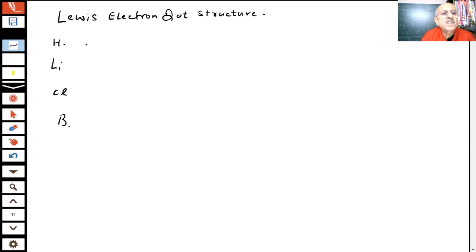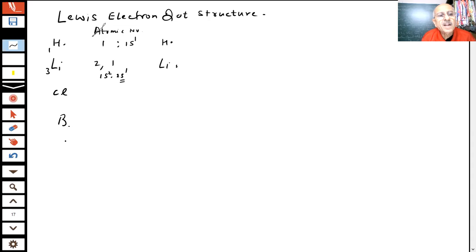The atomic number of hydrogen is 1. It has only one electron. So we show it like this. If I take lithium, the atomic number of lithium is 3. So in the outer shell, it has one electron. Hydrogen, lithium has one electron in the outermost shell. Or if I write the electronic configuration, this is 1s1. This is 1s2, 2s1. This is the outermost shell, valence shell. It has only one electron in the s. So this is our lithium.